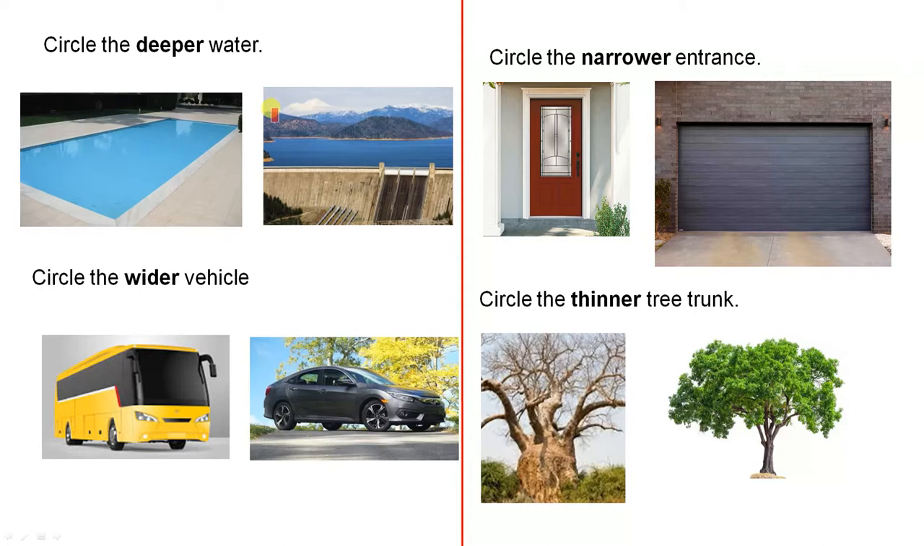Circle the deeper water. Talk about each of these photos here and what they represent. Circle the wider vehicle. Again, talk about these two vehicles and perhaps talk about the number of passengers they can each fit, and that would give the students an idea. Circle the narrower entrance. Talk about what these two entrances represent. Circle the thinner tree trunk.